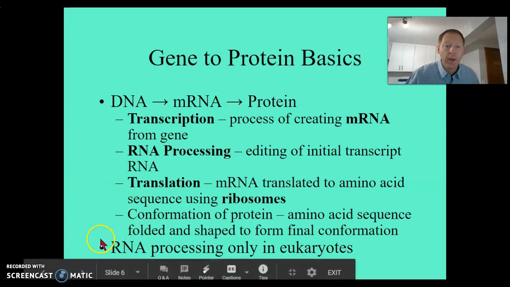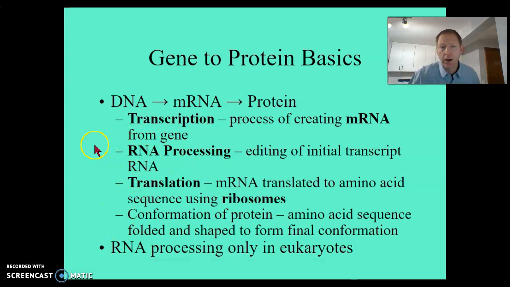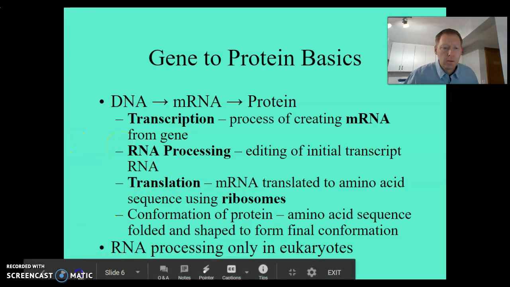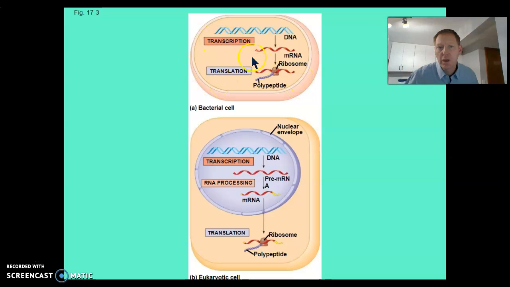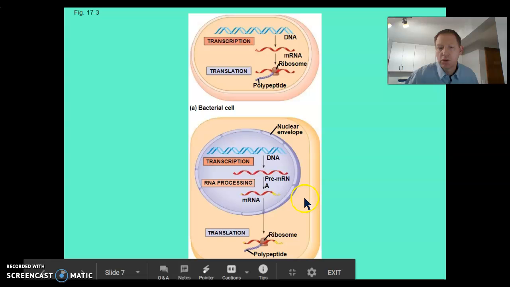And lastly, the RNA processing step, this step in the middle here, is only happening in eukaryotic organisms. It does not happen in bacteria. So yeah, just a quick idea here. This is bacteria. We skip that RNA processing step. And then this is eukaryotic organisms. So just a subtle difference there.